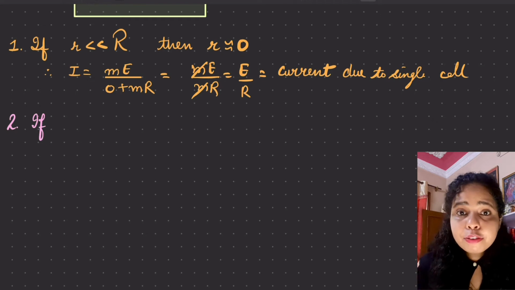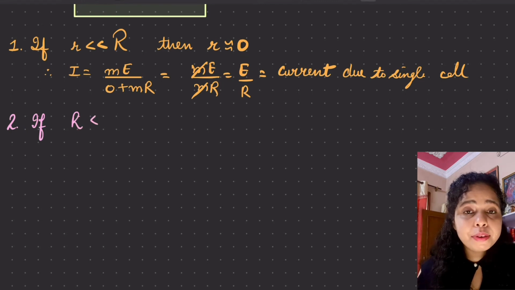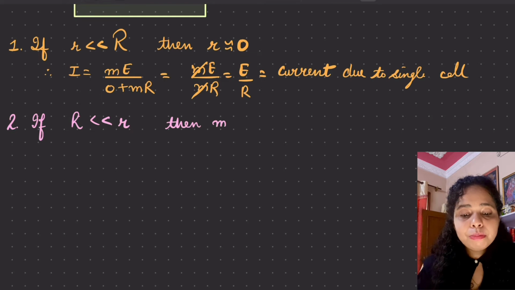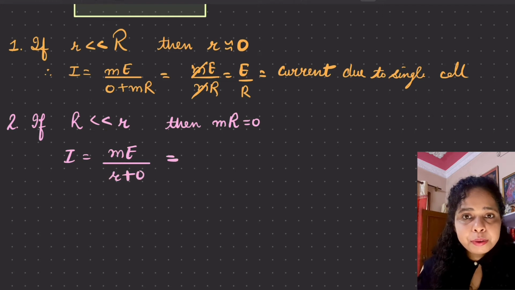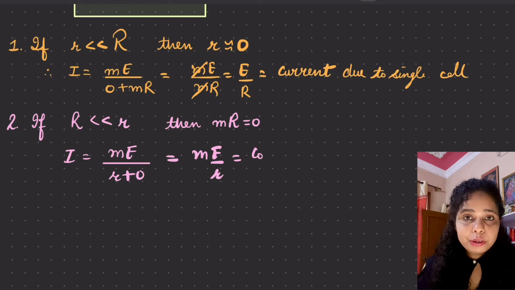Now let us say small r is very much larger than capital R, that is, the external resistance which we have attached to the circuit is very much less than the internal resistance of the cell. Then we can say that capital R is equal to 0 because we can neglect capital R. So we have I is equal to mE divided by small r plus 0. Therefore, I is equal to mE divided by r, or we can say m into E upon r. That is, I is equal to m multiplied by the current due to a single cell.